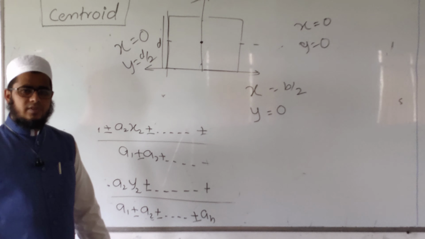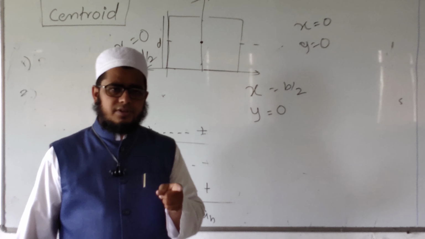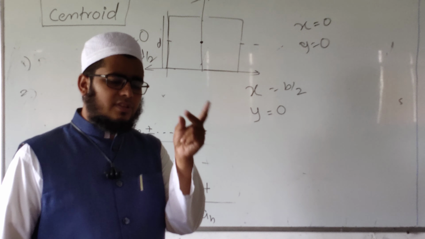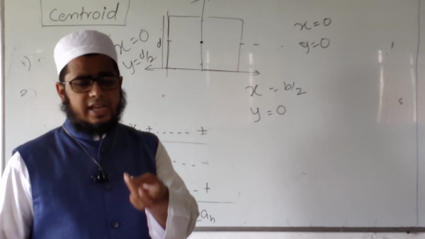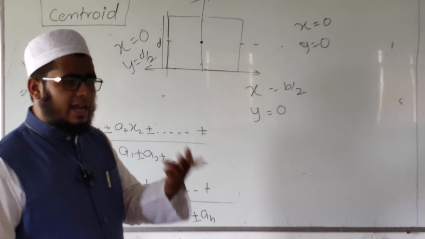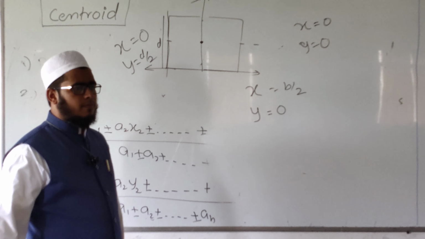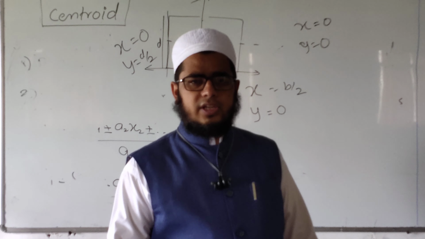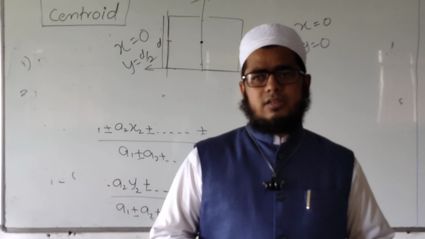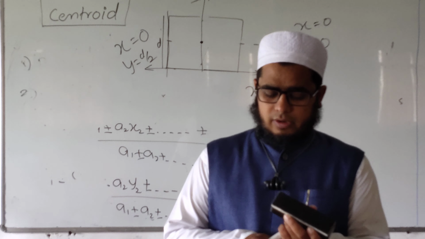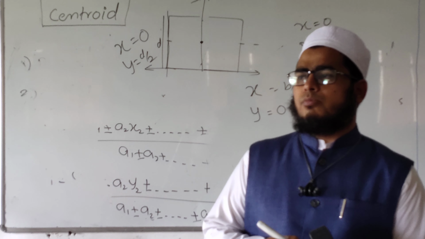It is very easy. First, I will divide the given figure into the number of possible standard figures. Second, I will determine the area and the coordinates of the centroid for each standard figure. And third, I will use these formulas to calculate the centroid of the irregular figure. We will see numericals on centroid in the next lecture, and after that there is a very important topic, moment of inertia.